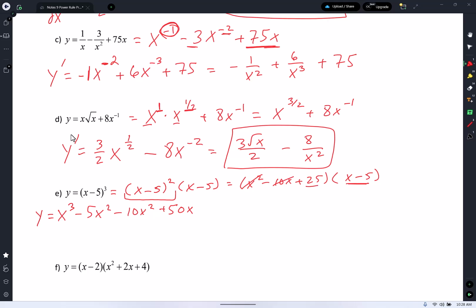25 times x. 25x. 25 times negative 5. Minus 125. Okay, let's put everything in order. X cubed. These two right here minus 15x squared. These two right here plus 75x minus 125. I don't see any errors. Let me know if you see any.